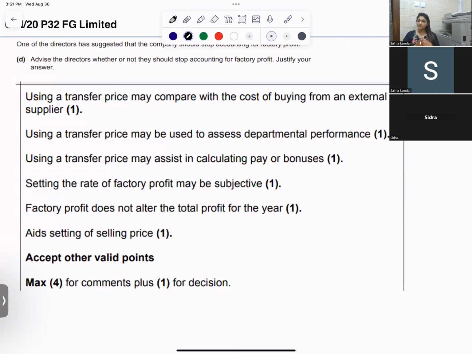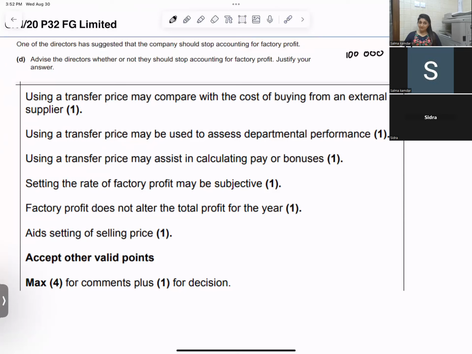If you manufacture at 100,000, you're getting the same goods at 150,000. Your factory profit is how much? 50,000. So you know that your manufacturing department is doing a good job. At one glimpse, you can see the manufacturing account and you can tell that the department is performing efficient and productive.